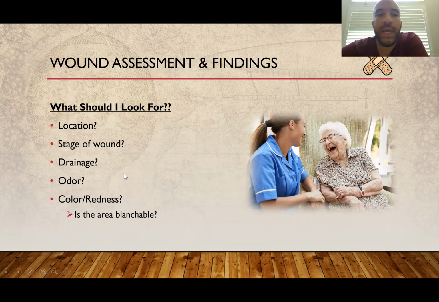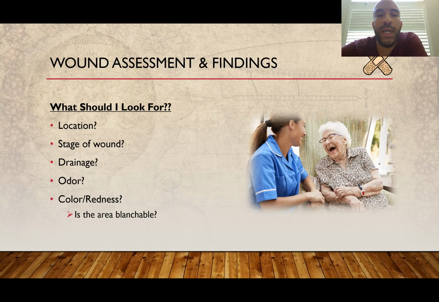Is there drainage? Okay, there's no drainage. It's definitely a stage 1. I'm not sure what that is, but it's not drainage because the wound isn't open. Is there an odor? If there was an odor, it would probably let us know that there was some dead tissue. And if there's dead tissue, it's probably a stage 4. And again, we're making sure we note the color and redness of the area.